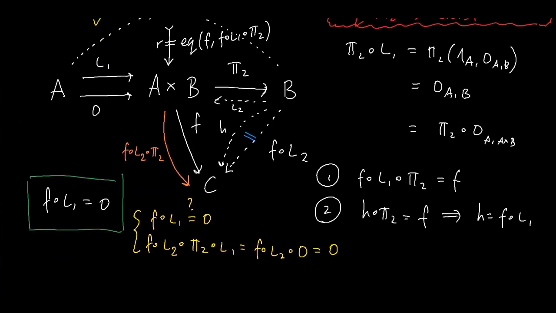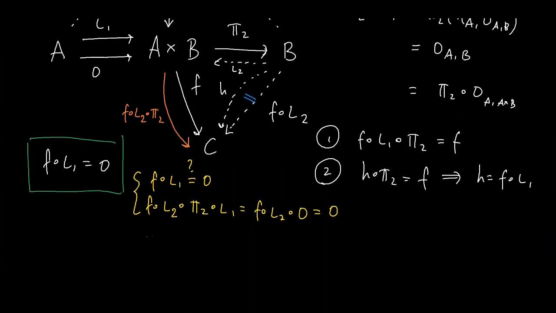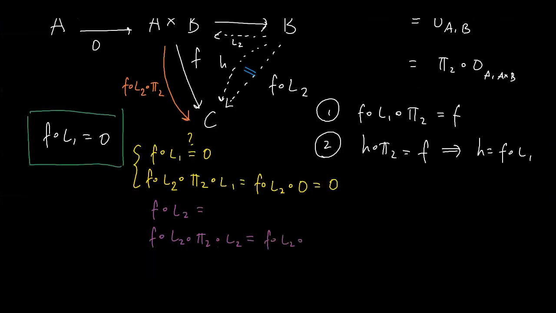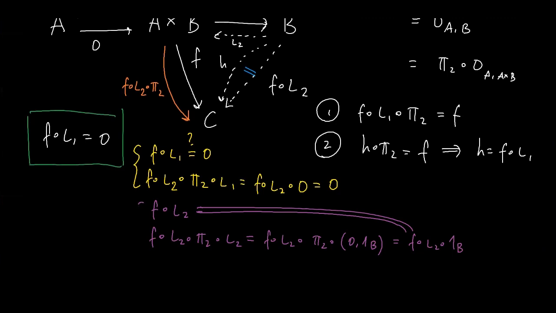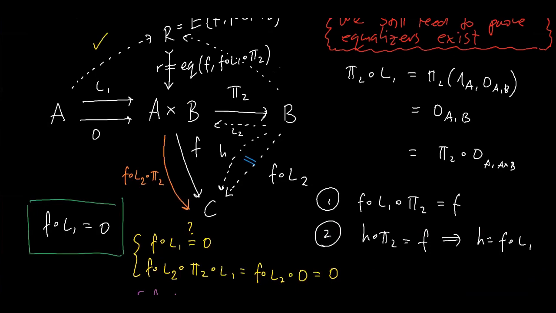And now for the other one, use a different color. F composed with iota 2 needs to equal F composed with iota 2 composed with pi 2 composed with iota 2. Well, what is pi 2 composed with iota 2? Remember, iota 2 is a map induced by 0 and identity. And so this is just identities right inside here. So they're equal, which then takes care of this dashed arrow.